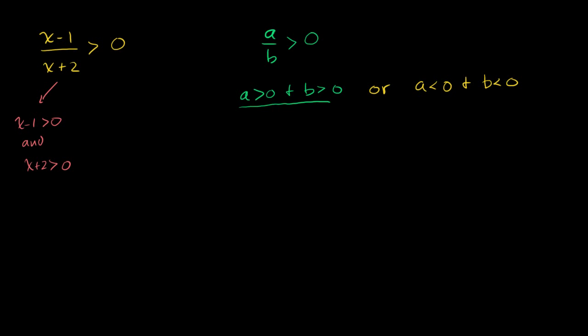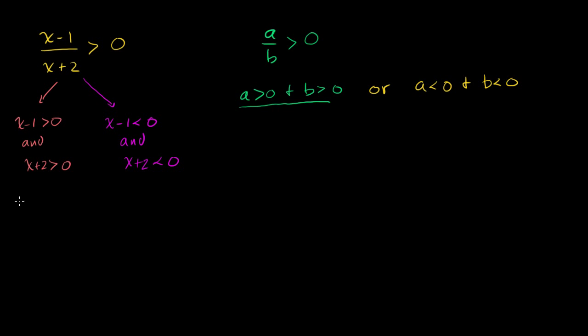The other option, we just saw that, is if both of them were less than 0. So the other option is x minus 1 less than 0 and x plus 2 less than 0. If both of these are less than 0, then you have a negative divided by a negative, which will be positive, which will be greater than 0. So let's actually solve in both of these circumstances.